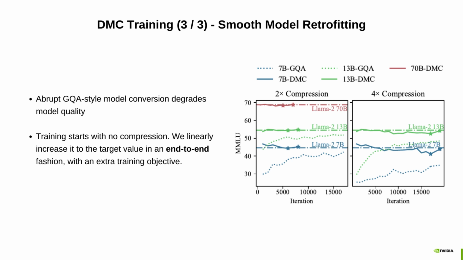For DMC, we start the training with no compression at all and linearly increase it to the target value with an extra objective in an end-to-end fashion. As shown on the right, DMC is able to retain original model performance for both 2x and 4x KV compression, while GQA fails to recover it even with over three times more training steps.